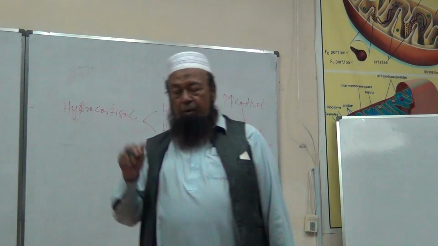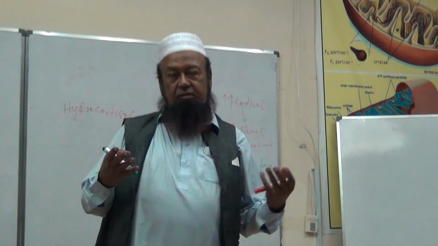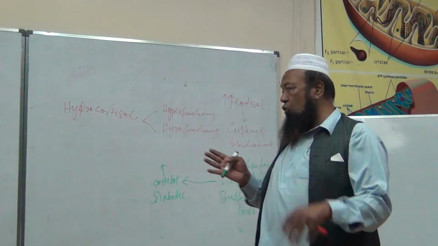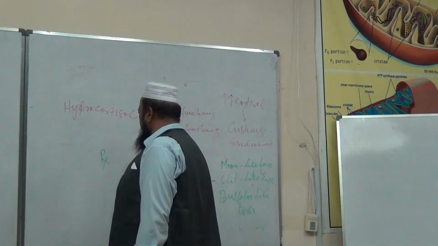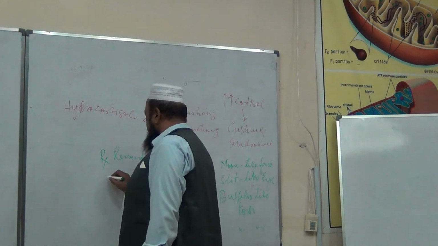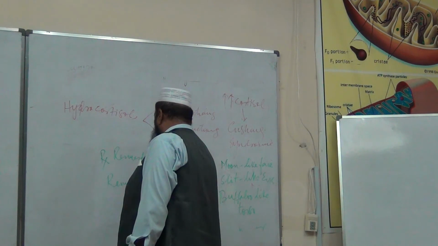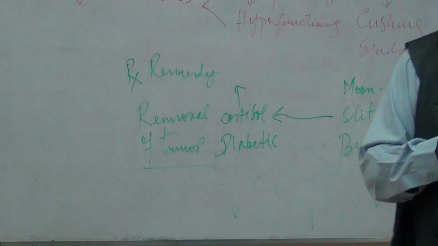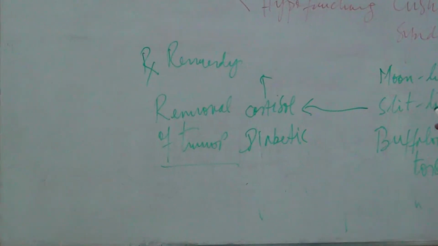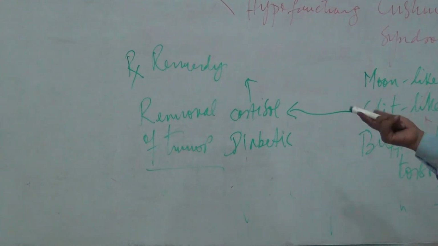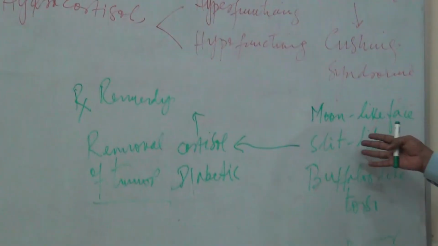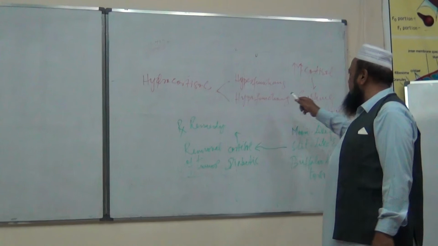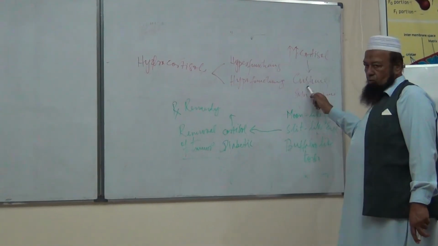As far as the treatment of Cushing syndrome is concerned, the remedy is the treatment of the cause. Mostly the cause is a functioning tumor of the adrenal cortex, so removal of the functioning tumor is the remedy. In this way things are settled, the person is brought back to normal glycemic control, and the person becomes normal. The moon-like face, slit-like eyes, and buffalo-like trunk revert to normal. This highlights the hypersecretion of the hormone.